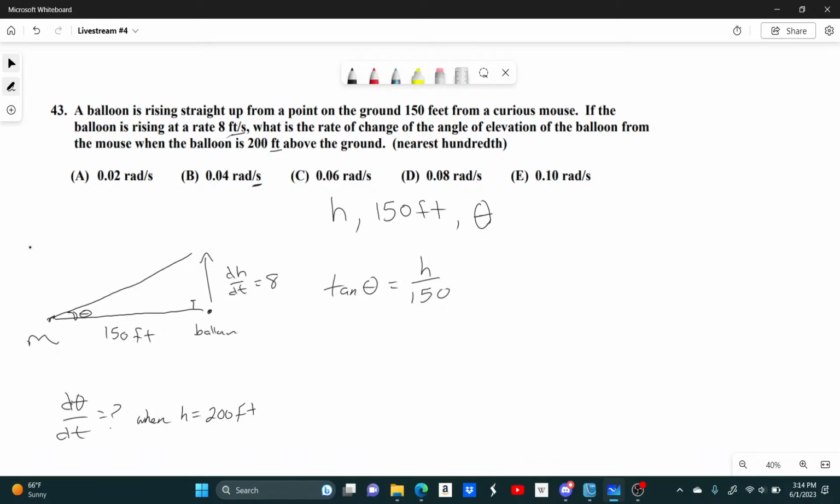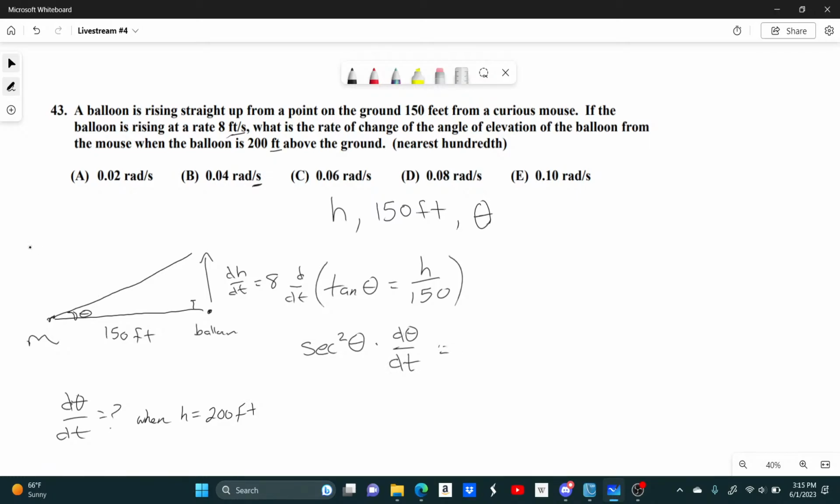Now, here's where the related rate comes in. If I take the derivative, or the rate of change, of both sides with respect to time, the derivative with respect to time of tangent theta, you can either have this memorized or your calculator will calculate this, is secant squared theta. I'm doing the derivative with respect to time of both sides. But since tangent theta is in terms of theta, and I'm taking the derivative with respect to time, I have to use the chain rule. I have to multiply by this d theta dt out front.